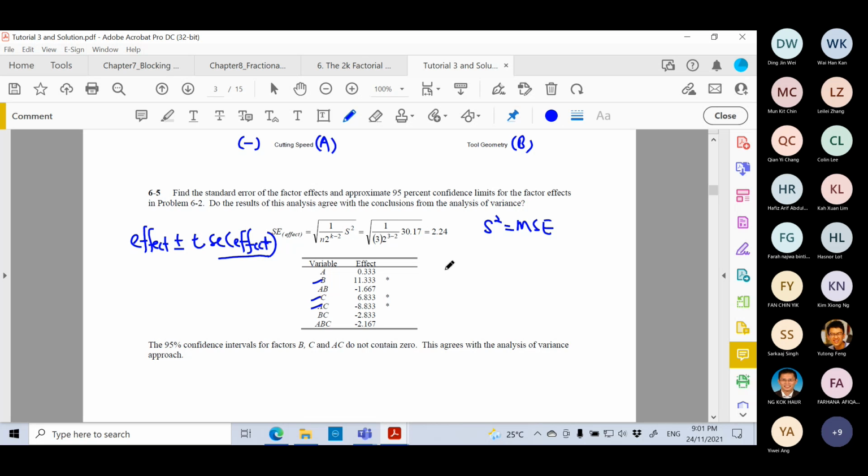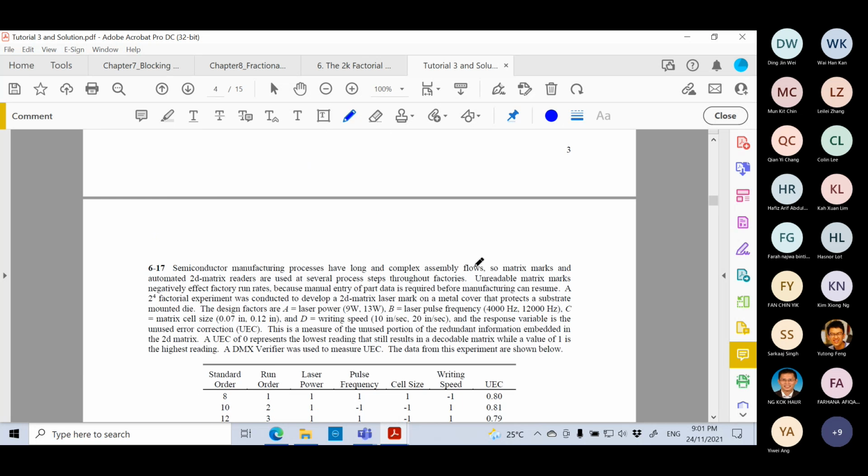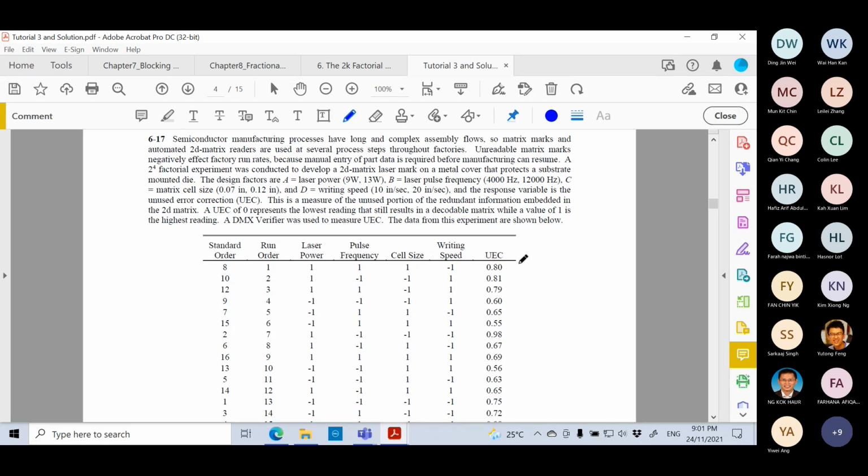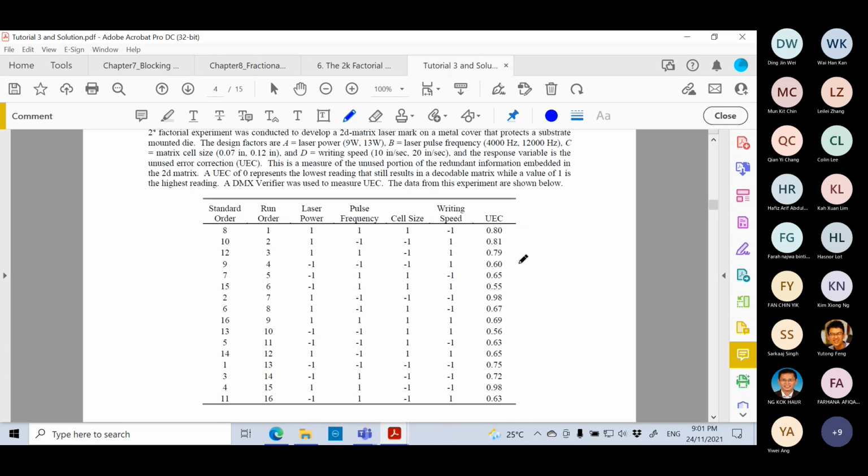This one is what you have in chapter number 6. I believe the following one will be a similar one. I expect you all to at least try 1 or 2 examples, so that you are familiar with the calculation to get the effects and the sum of squares.